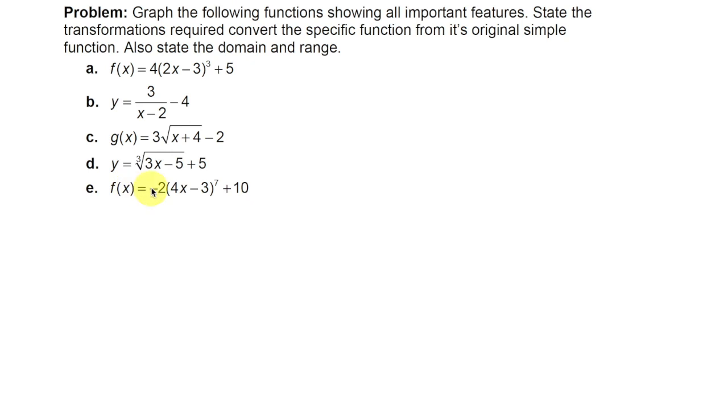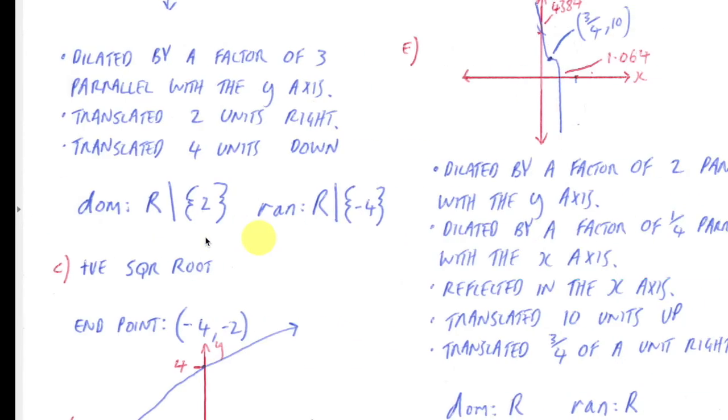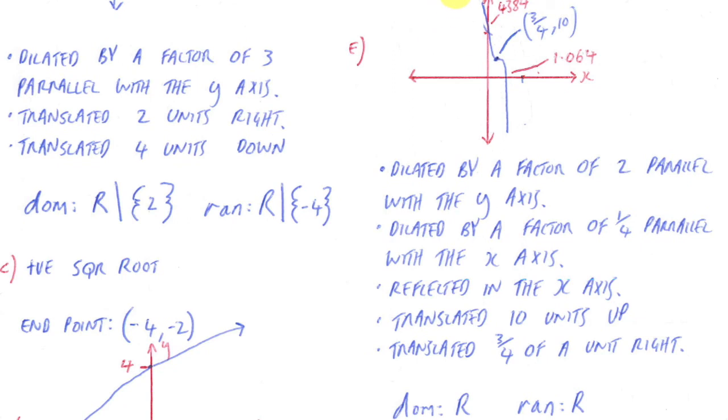E, we've got f of x equals -2 lots of 4x take 3 raised to the power of 7 plus 10. So what we're looking at here is a cubic shape, because it's got an odd power, and it's going to be a negative cubic shape because of that negative in the front. So you can see I've already started the sketch here, but that's that negative cubic shape.